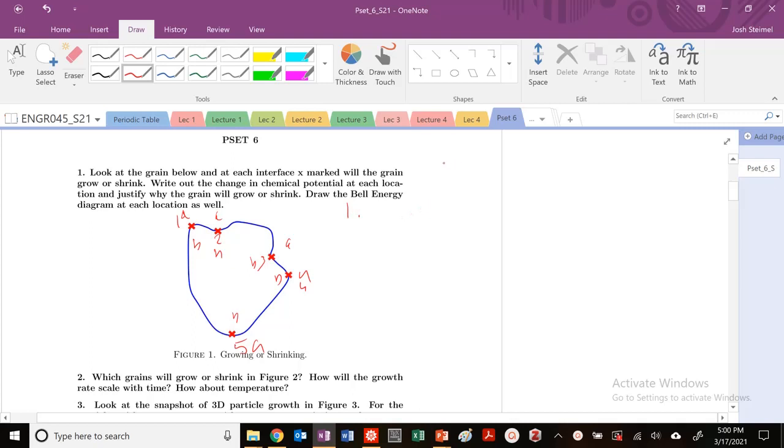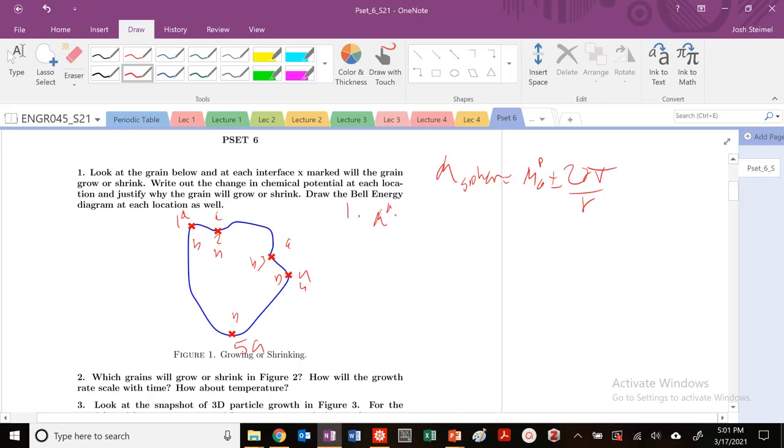So let's look at 1. At 1, we know that the chemical potential of our sphere is equal to mu naught of the flat plate plus or minus 2 gamma b bar over r. The positive or negative depends on our local curvature. At 1, the chemical potential of A is less than the chemical potential at B. From the B perspective we have positive curvature, A is negative curvature. So where are the atoms going to move? They're going to move from B to A.